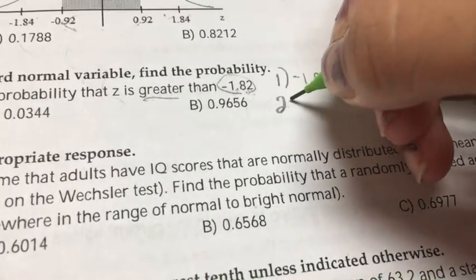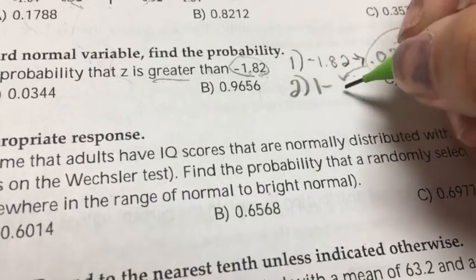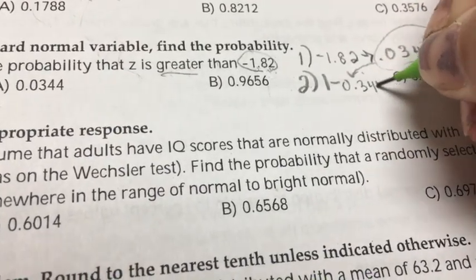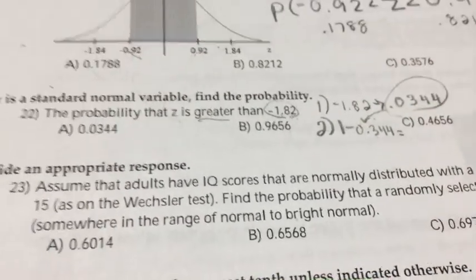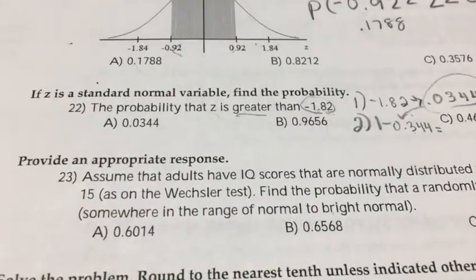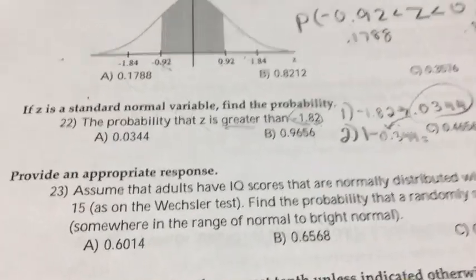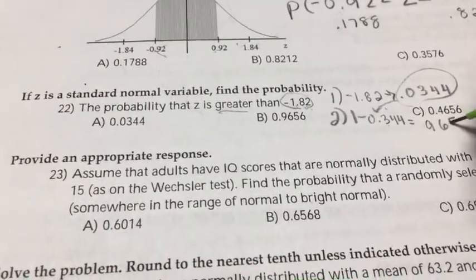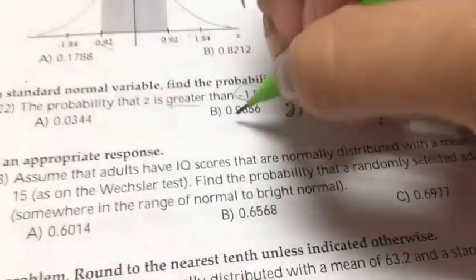And now you're gonna do 1 minus that. 1 minus that same area. Because since the chart only works to the left, you're gonna have to use the complement. So 1 minus 0.0344, it gave me 0.9656. And that is B.